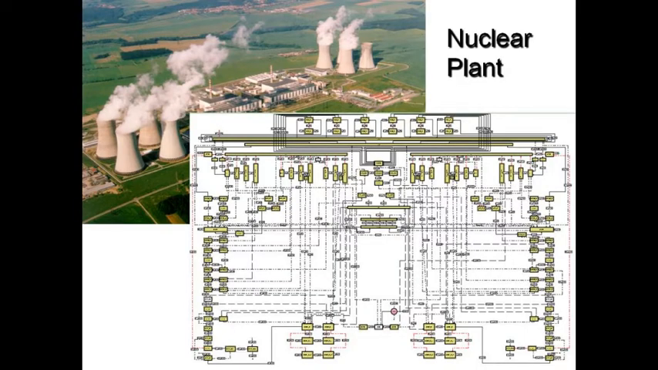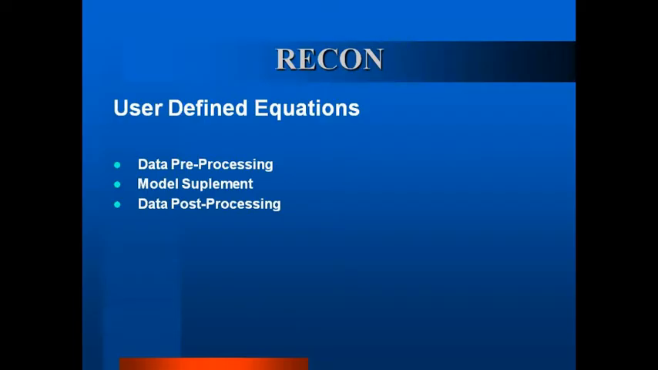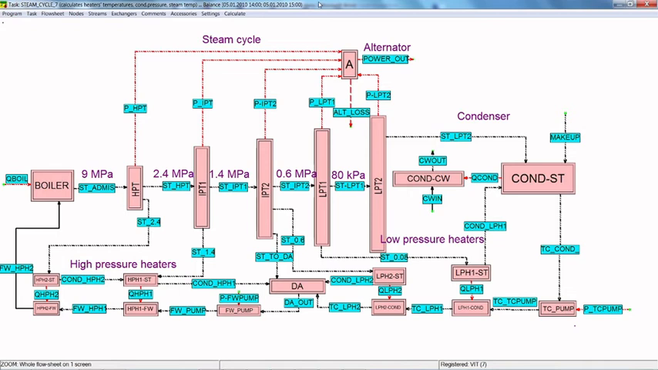Models are created in a graphical user interface. Besides that, user-defined equations are available. There are three kinds of them: data pre-processing, model supplements, and data post-processing. We will show them on a small model of a steam cycle.